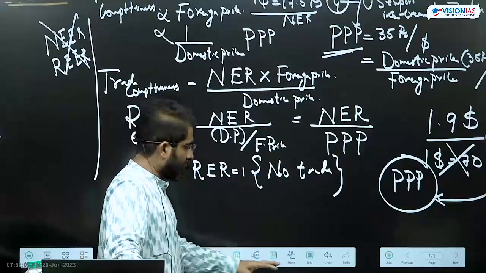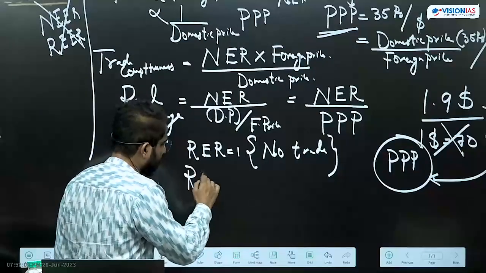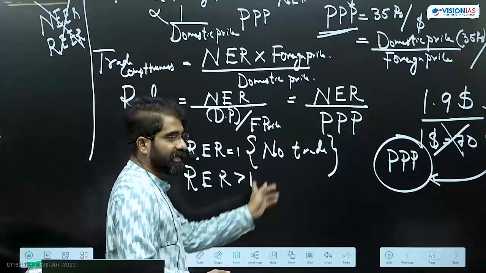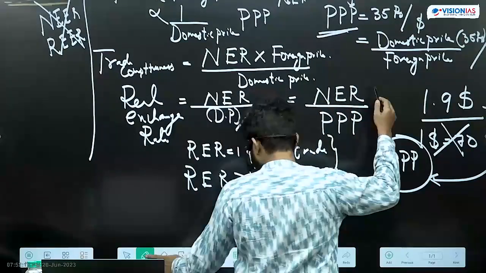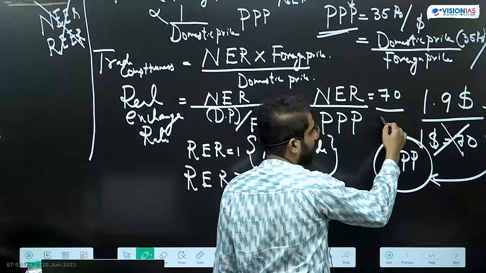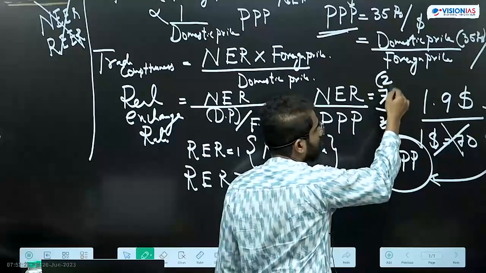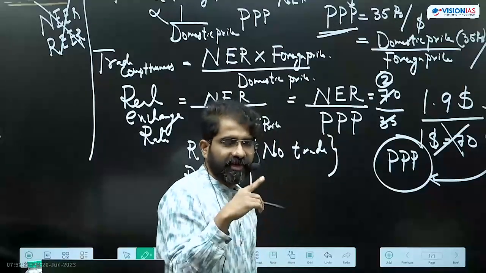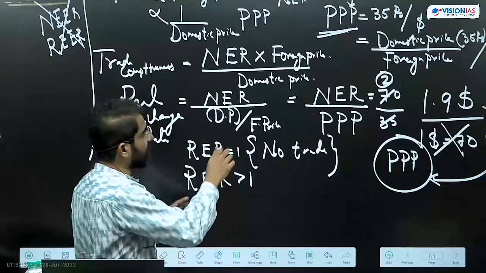Is that okay? Now suppose real exchange rate is greater than 1. In that example, the nominal exchange rate was 70 rupees, and the ice cream PPP exchange rate was 35. So this becomes 2. The real exchange rate became 2, that means it is greater than 1. If the real exchange rate is greater than 1, what will happen in this case?